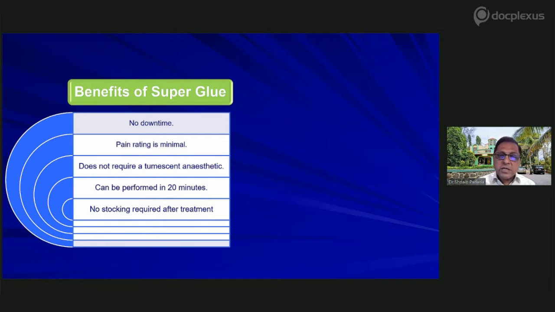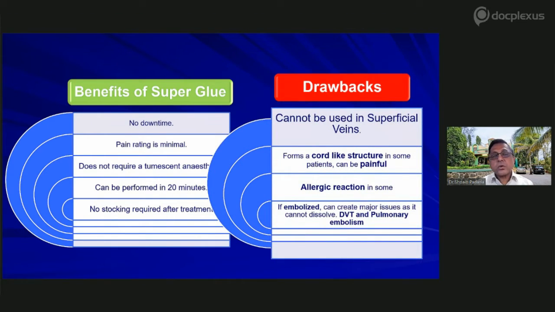Benefits: it has no downtime, pain rating is minimal, does not require tumescent anesthetic, can be performed in 20 minutes, and importantly, no stocking is required after treatment. However, you must remember that drawbacks also are very great. It cannot be used in very superficial veins. Why? Because the glue basically thickens and forms a very cord-like structure in patients, which is very superficial and can be very, very painful for many months.